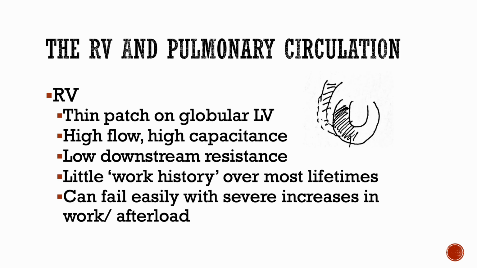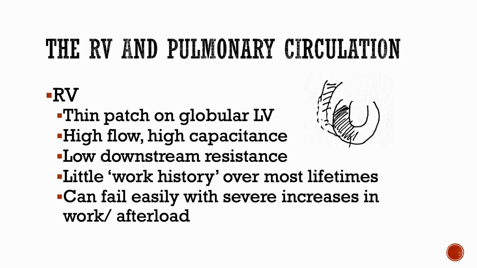So let's talk a little bit about the RV. A lot of times when you look at the echo, it looks like this co-equal ventricle, about the same size and shape as the left ventricle. Not exactly in this picture, but when you dissect hearts, what you see is it's just like this really thin patch that's thrown onto a globular LV. It's not very muscular at all. It doesn't have a lot of work to do.